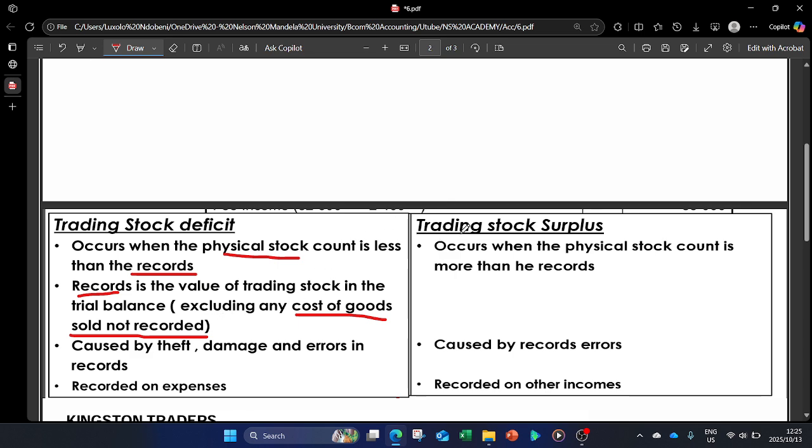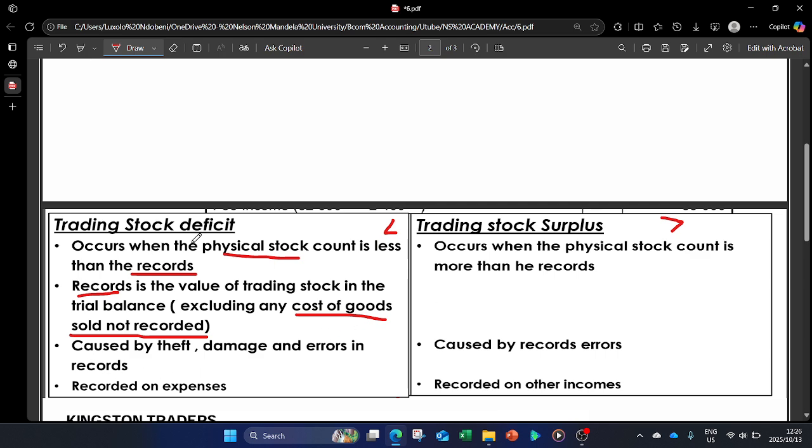So what is the trading stock surplus? Take note, a deficit is when the physical stock count is less than the records. Then the trading stock surplus occurs when the physical stock count is more than the records, which means the physical stock count must be more than the records, right? I think I already explained what the physical stock count and the records are.